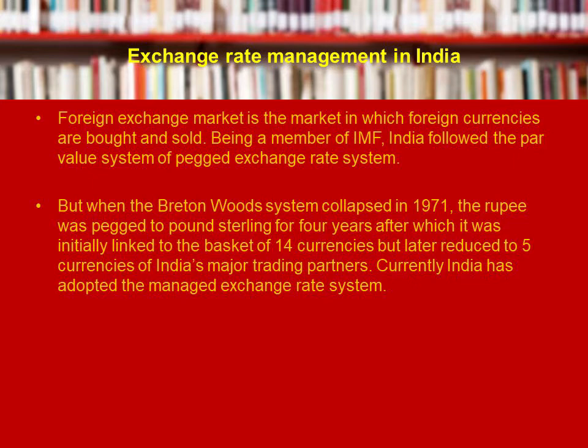But when the Bretton Woods system collapsed in 1971, the rupee was pegged to pound sterling for 4 years, after which it was initially linked to the basket of 14 currencies, but later reduced to 5 currencies of India's major trading partners. Currently, India has adopted the managed exchange rate system.